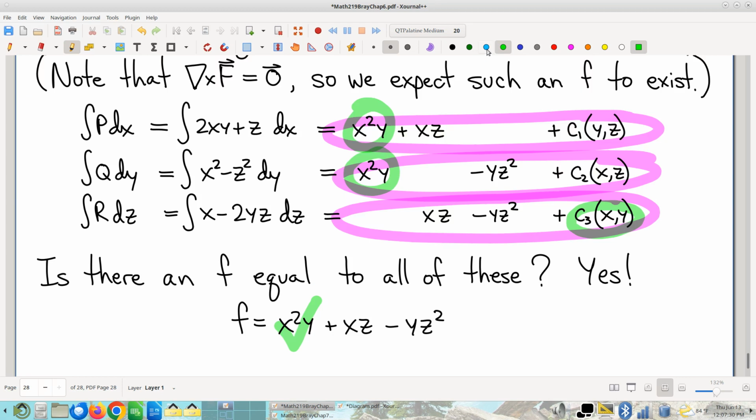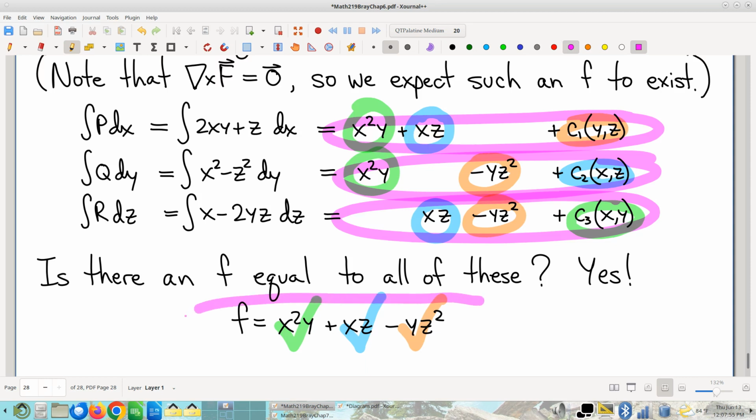And then likewise, if I were to make this C2, if I were to make that xz, well, now check it out. All three of these things that need to be equal, yeah, they all have that blue term as well. And then if I were to likewise look at that, and then choose to make that minus yz squared, then again, all three of these functions indeed are equal. I have found a single function that satisfies all three of my requirements, and so I have found the anti-gradient. Everybody see how the game is played, right?